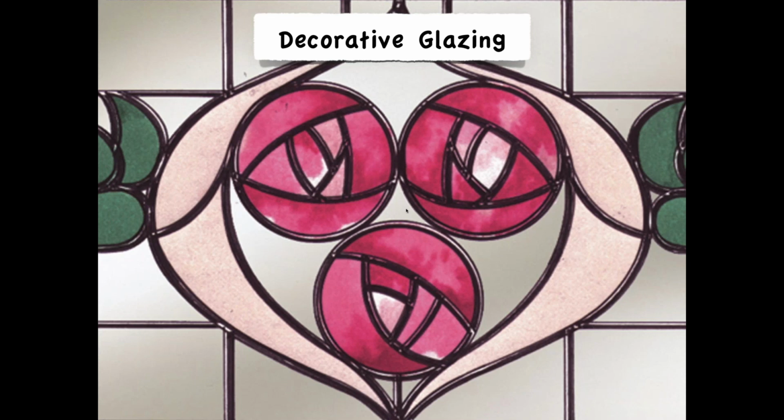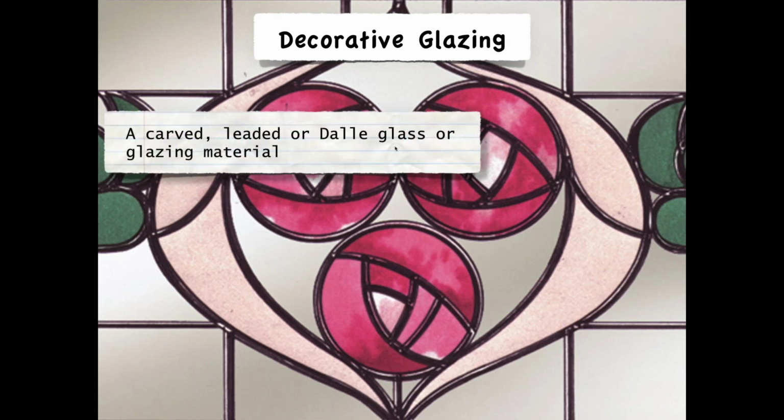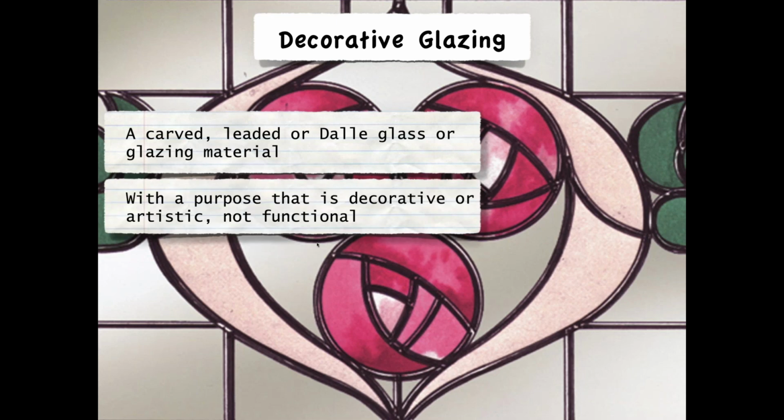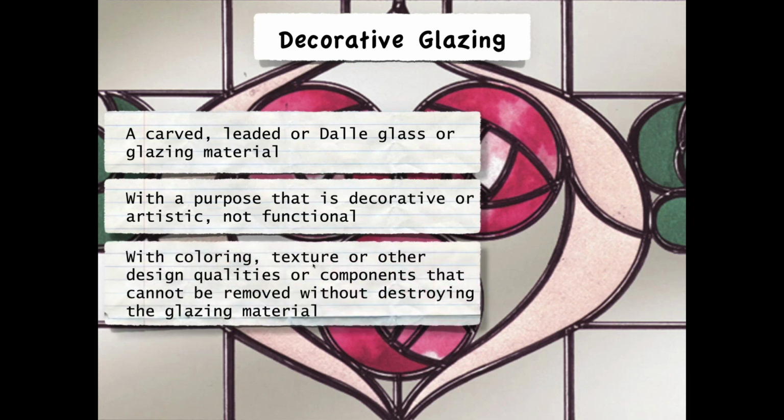What you're looking at is what the definition is speaking to. It says a carved, leaded, or dull glass or glazing material. Carved, leaded, giving us very specific things. With a purpose that is decorative or artistic, not functional. Again, very specific, okay? Decorative, artistic. Oh, it goes on. With coloring, texture, or other design qualities or components that cannot be removed without destroying the glazing material, right?